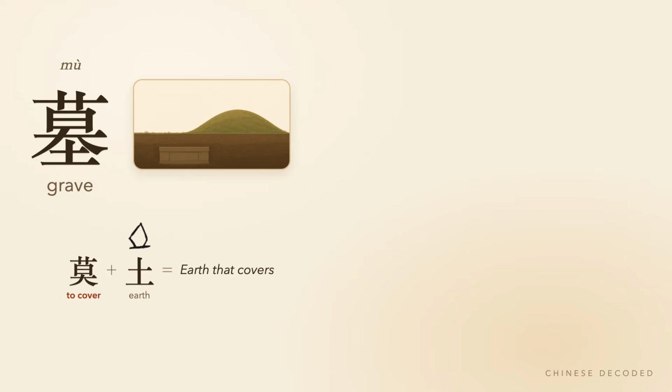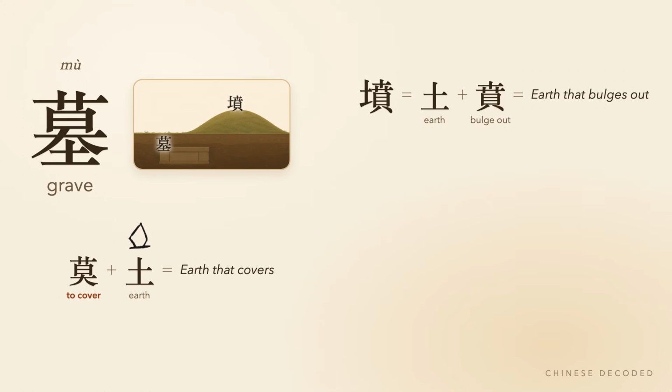Now, the character for grave, mu. The composition is to cover plus earth, earth that covers, which is a grave. Notice that the grave also carries the veil sense, the deceased veiled away, not to be seen in the living world. In ancient China, there were two words for the grave, fen and mu. Mu is the flat burial, the earth that covers the dead level with the ground. Fen is the mound raised above it. Notice that fen uses a different phonetic radical, ben, which means to bulge out.